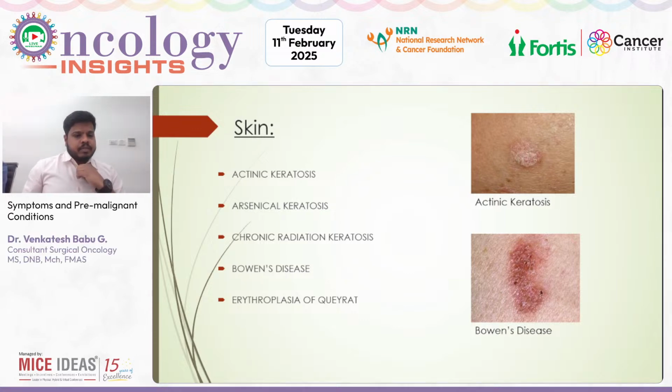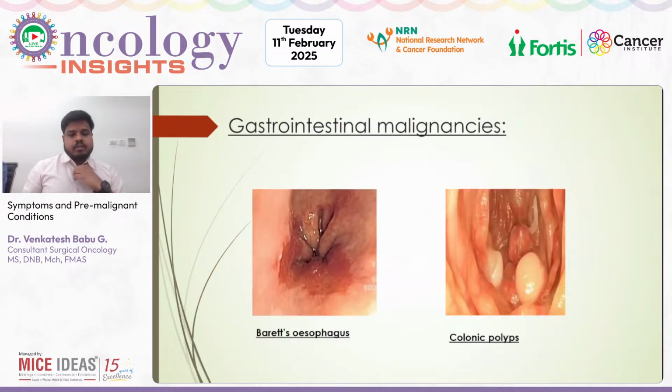And regarding erythroplasia of Queyrat and Bowen's disease, I will be explaining in carcinoma penis. Other important pre-malignant conditions seen with gastrointestinal malignancies include Barrett's esophagus. Barrett's esophagus is seen among patients who have GERD, gastroesophageal reflux disease, where there is a replacement of the lower esophageal mucosa, and there is intestinal metaplasia. Usually, columnar epithelium along with goblet cells can be seen in Barrett's esophagus. And there is increased risk for adenocarcinoma rather than squamous cell carcinoma of the esophagus in such cases.